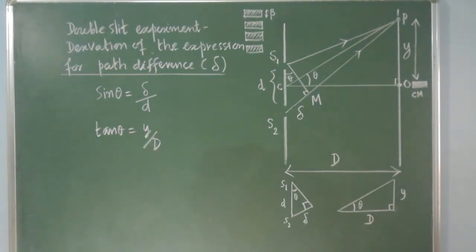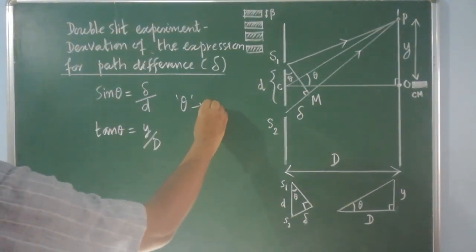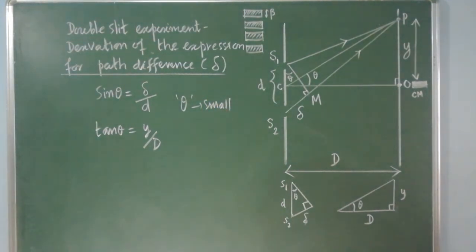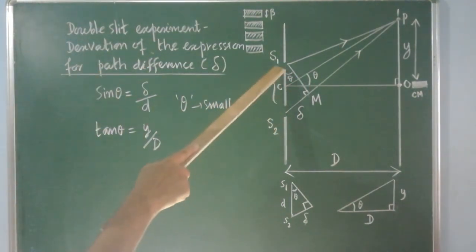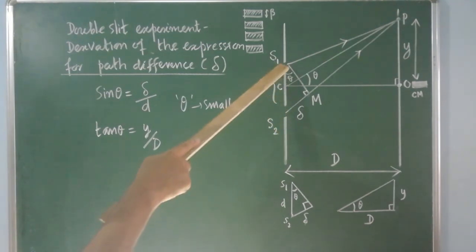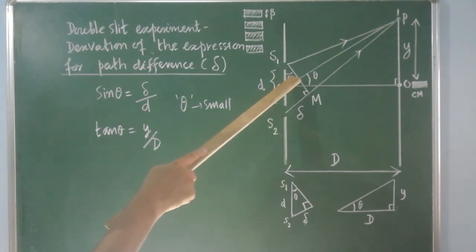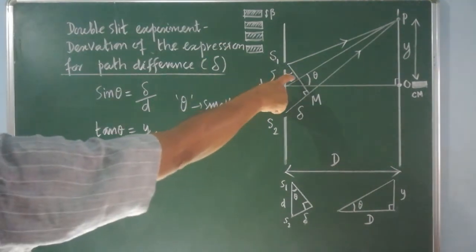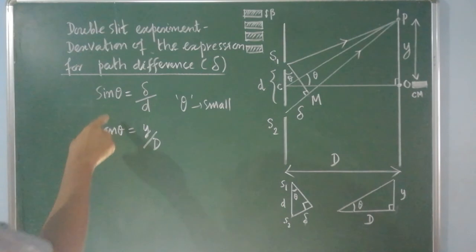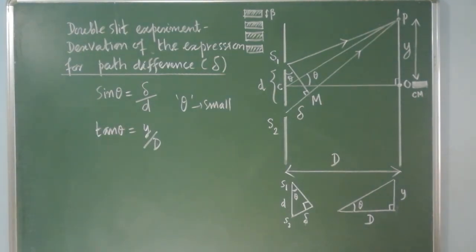Are you clear? Now we have got two equations, sin theta and tan theta. The most important thing here is that the angle theta is too small. How can I say that theta is too small? Because the distance between the two coherent sources is too small. When the distance is too small, definitely the angle created here must be too small. Therefore, the sin value and tan value lose their significance. Therefore, we can remove sin and tan from both equations.